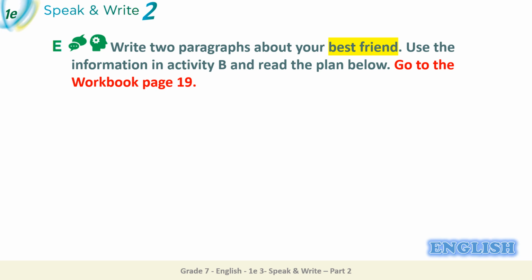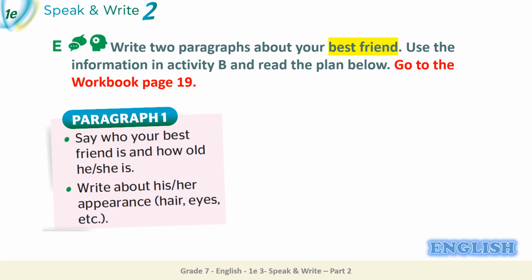Now let's start with the first step, taking notes. Now we have notes for two paragraphs. Let's start with paragraph one. We have two points. One, say who your best friend is and how old he or she is. Now, a second point, write about his or her appearance, like hair, eyes, etc.